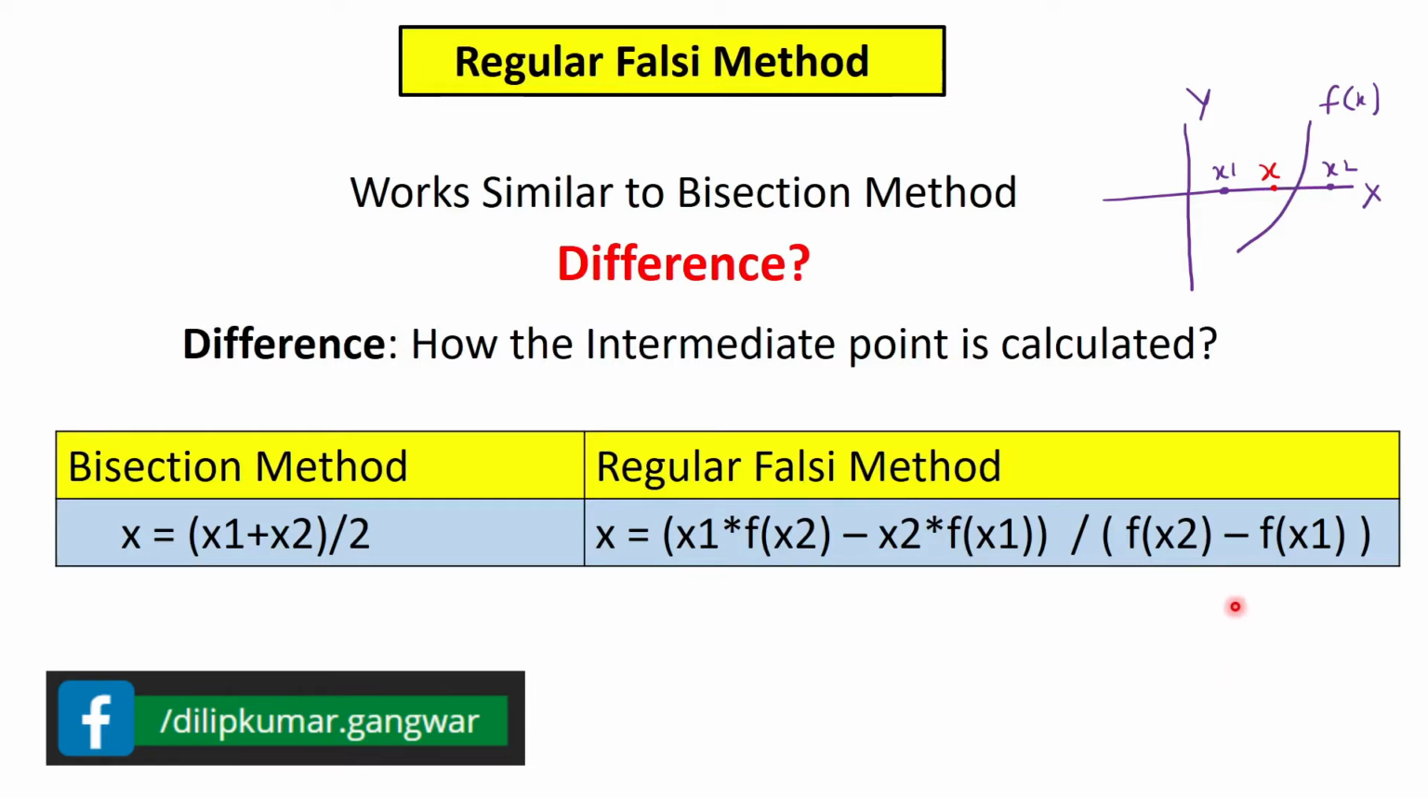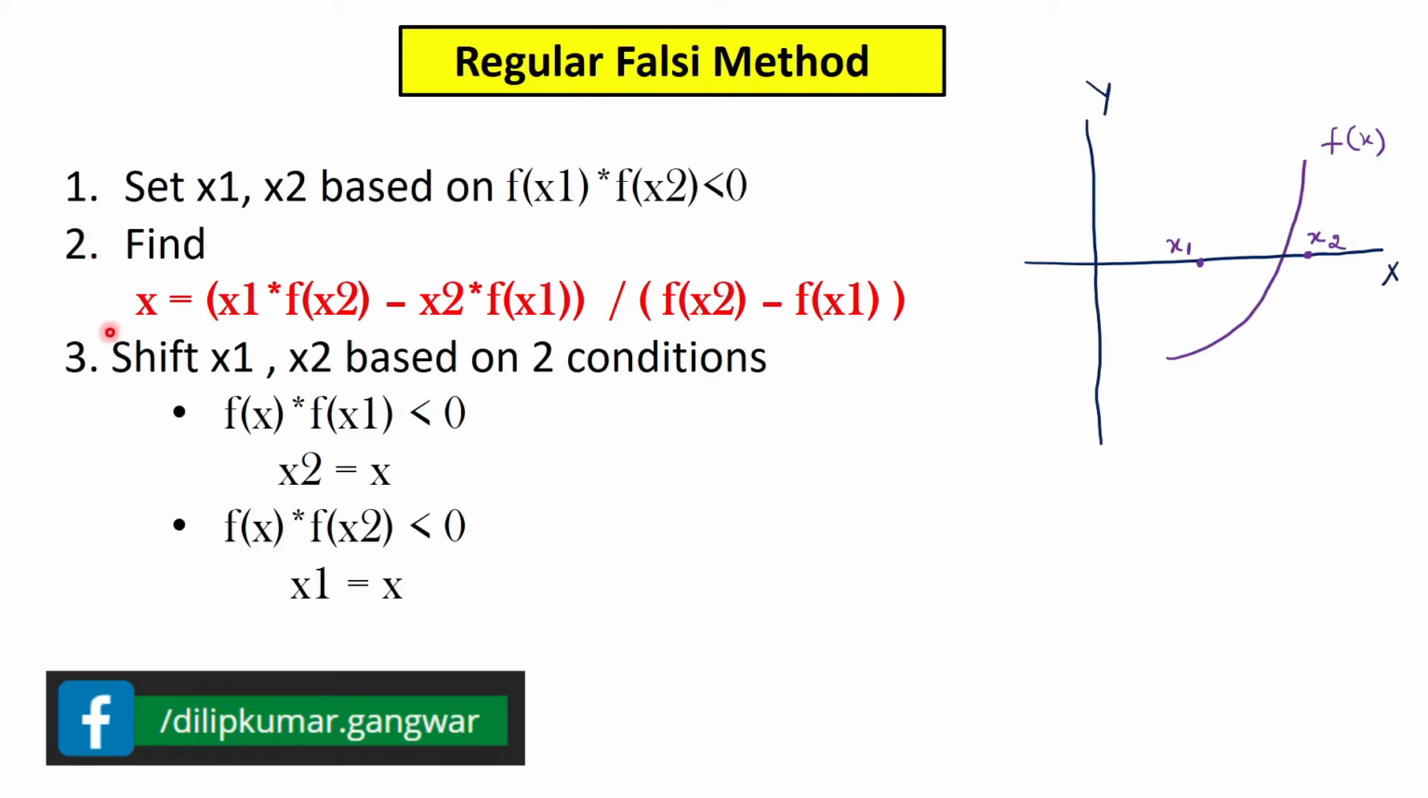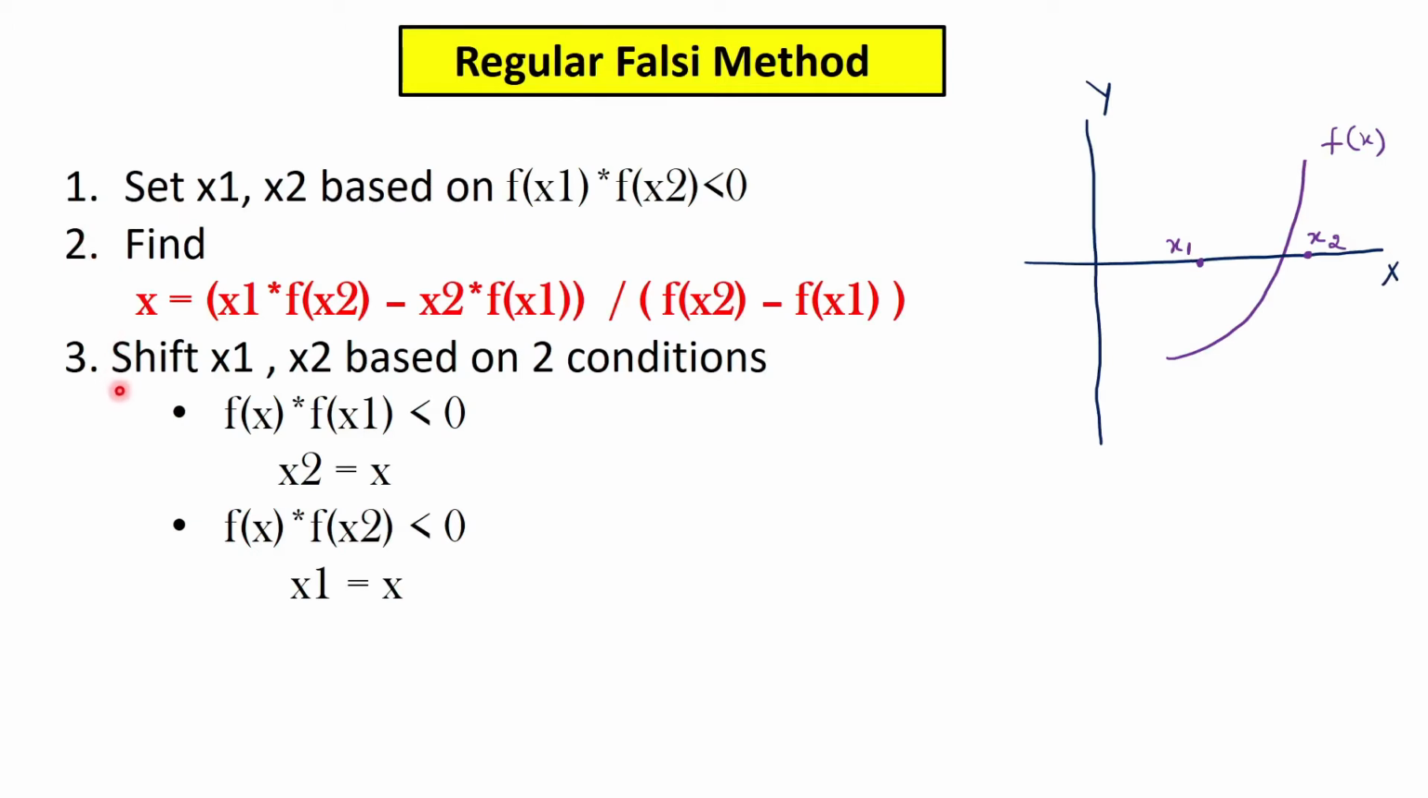But before that, let's understand the overview of the regula falsi method. These are simple 3 steps for the working of the regula falsi method. And if you observe it carefully, then you will find that these steps are similar to the bisection method actually. Only difference is we are calculating x here using this formula, and in the bisection method, we were just saying x equal to (x1 plus x2) by 2 to calculate that x. Otherwise, all these steps are similar to the bisection method.